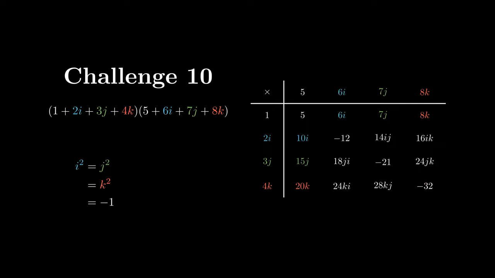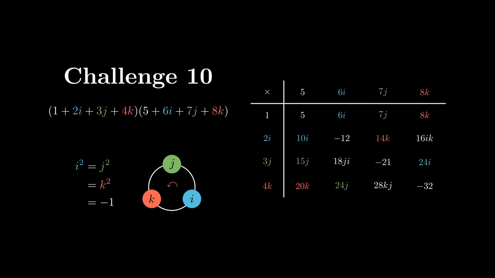For the other terms, we're going to use this particular cycle that defines quaternion multiplication. Since the arrow points to k, 14ij really simplifies to 14k. Similarly, since the arrow points to i, 24jk simplifies to 24i. And finally, since the arrow points to j, 24ki really amounts to 24j.